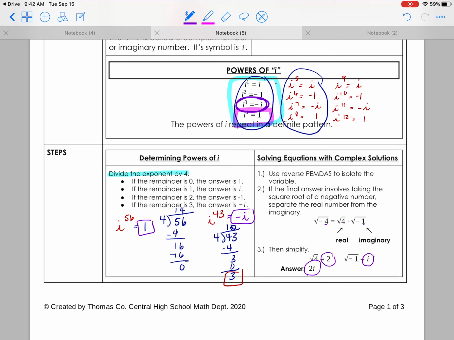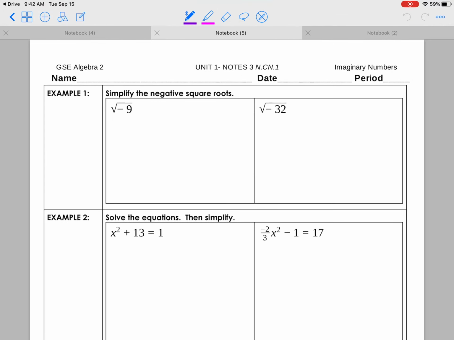So I'm going to put them together and my answer would be 2i. I know that was quick, so let's go over some problems together. The square root of -9, okay? So I'm going to divide this up: square root of 9 and square root of -1.